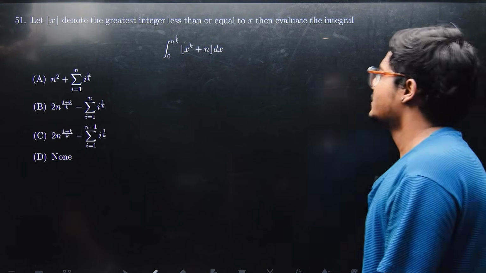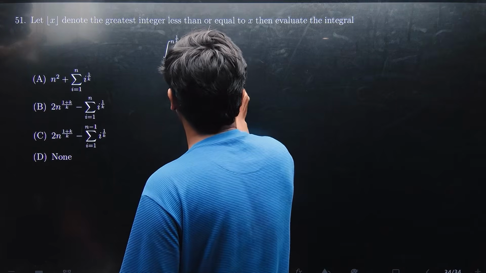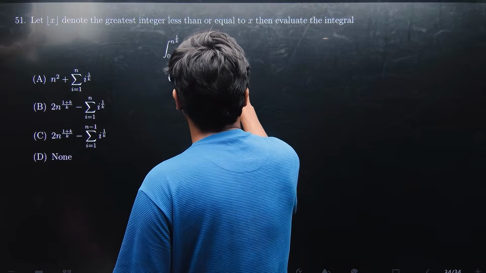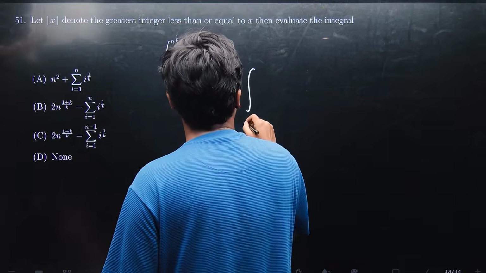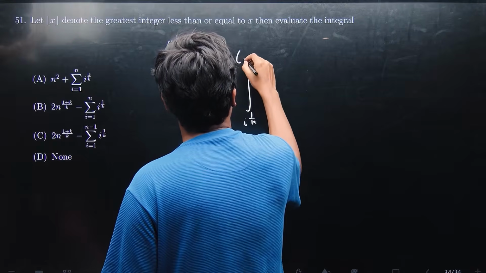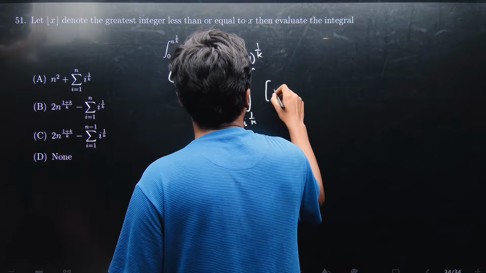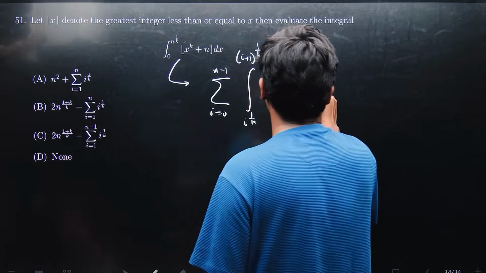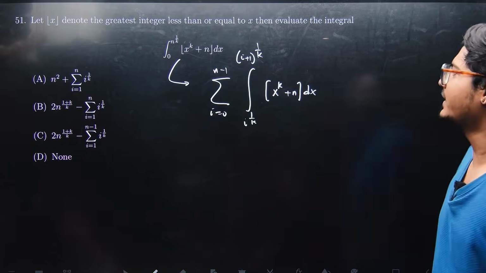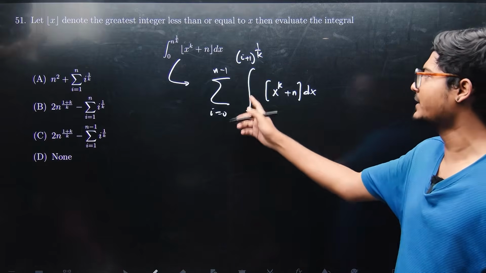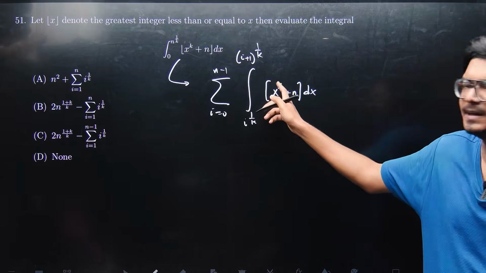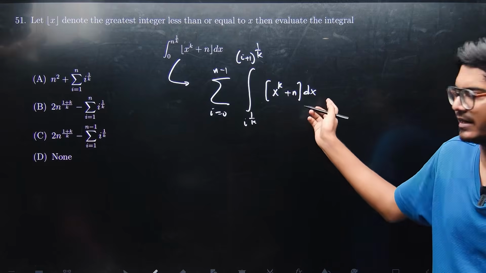Okay, so this integral, observe, this can be broken down as summation i equal to 0 to n minus 1, integral i to the power 1 by k till (i plus 1) whole to the power 1 by k, box of x to the power k plus n dx. Now if x lies in between these two points, then x to the power k lies in between i and i plus 1. So box of this is going to be i, and i is a natural number, so we can always take it outside the box, right?